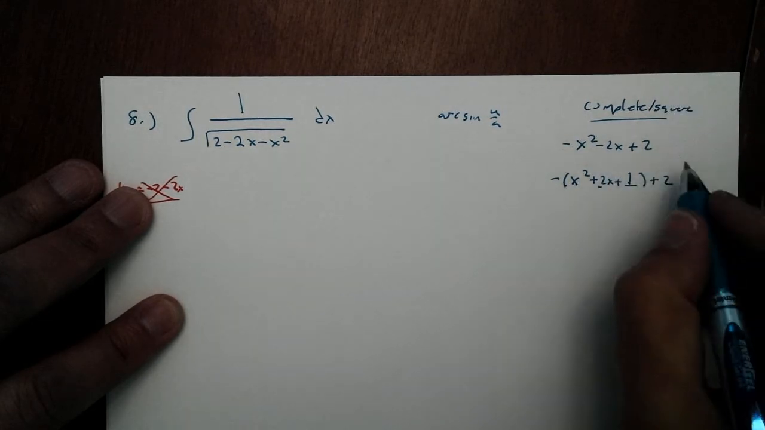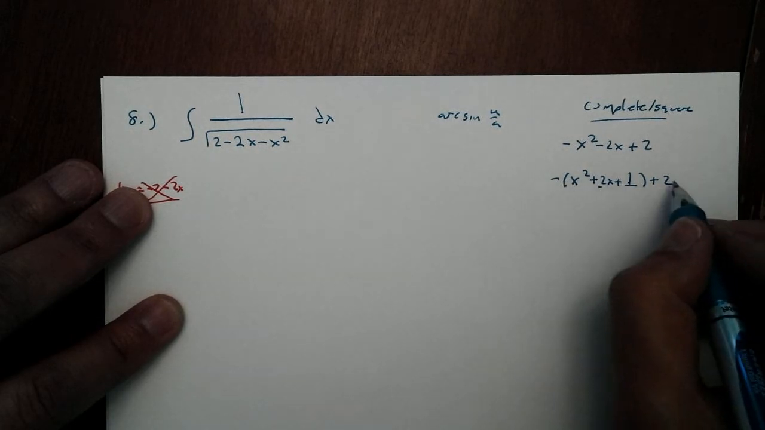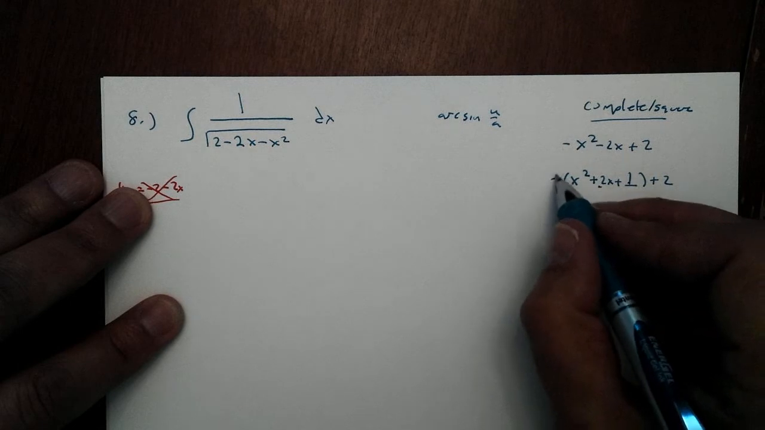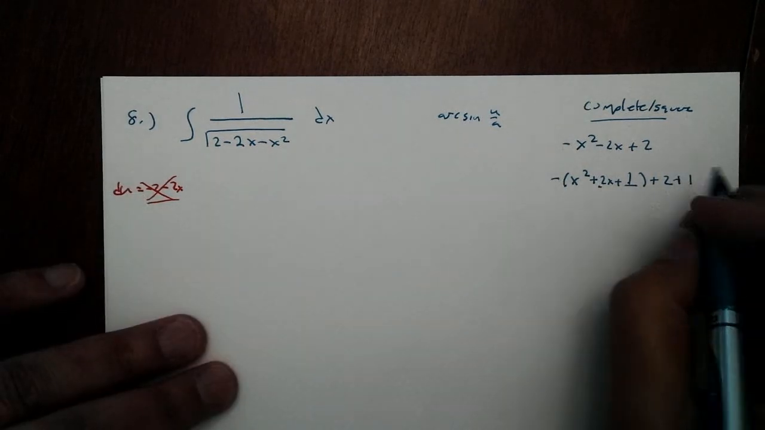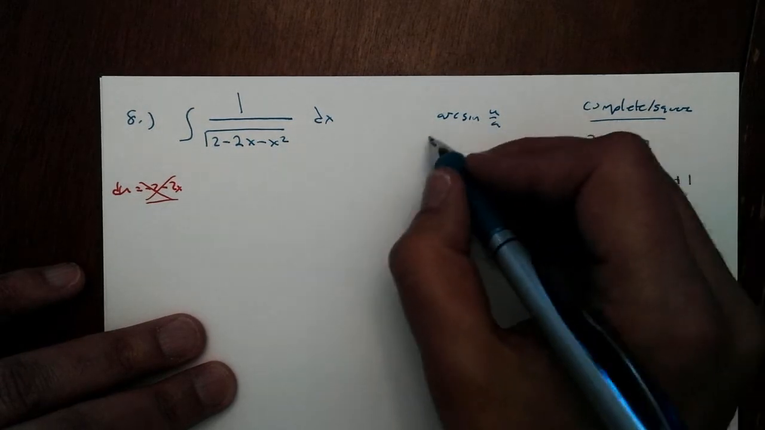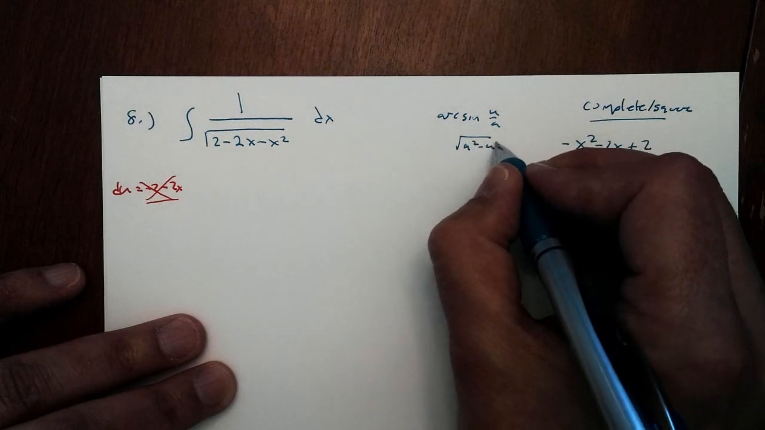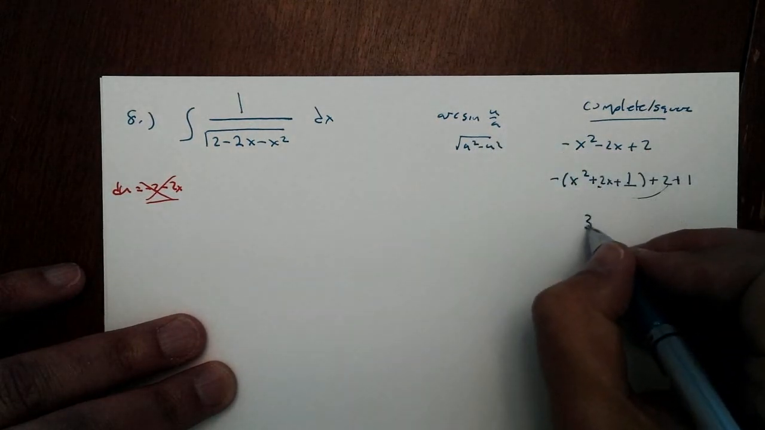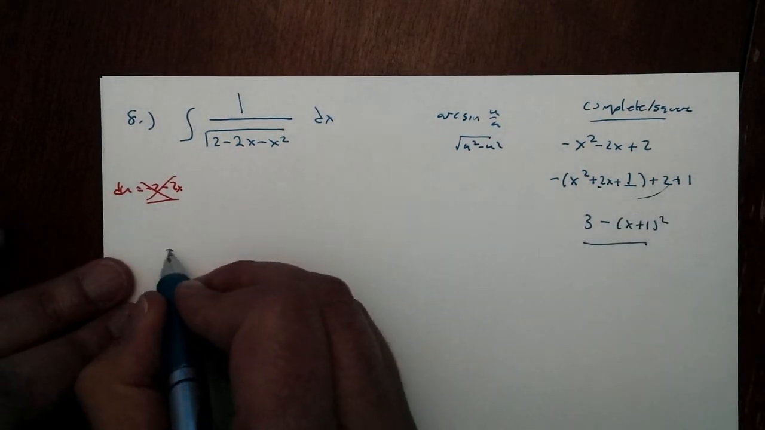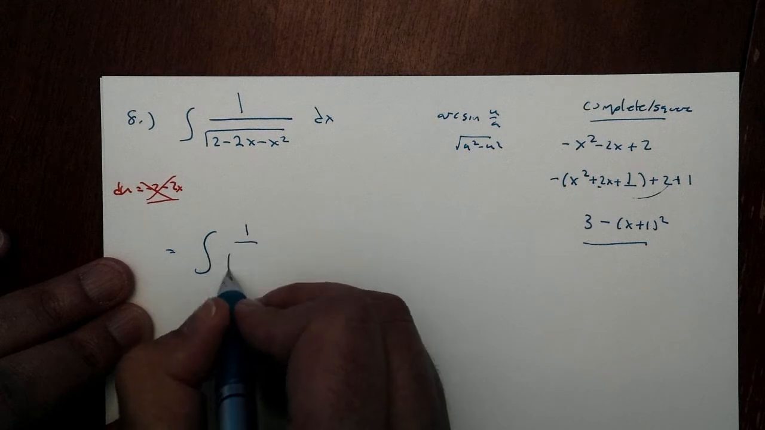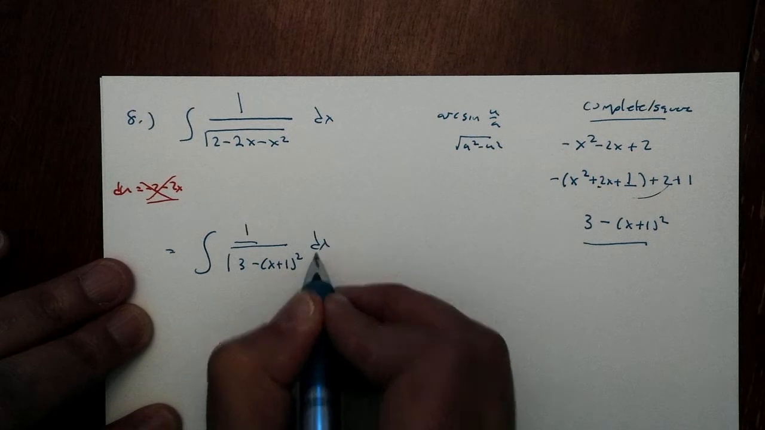Be careful. We have to fix it by adding something. But remember, here we're actually minusing 2. Normally we would say minus 1, but because of the negative, we're really minusing 1. So we have to add 1 to that side right there. And writing it in the right order, because remember, arc sine is really a squared minus u squared, I'm going to switch those around, and we get 3 minus x plus 1 squared. So my new integral becomes 1 over the square root of 3 minus x plus 1 squared dx.